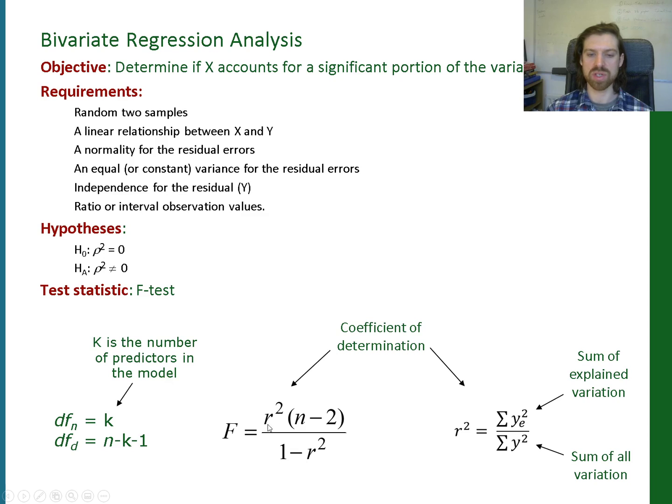So we can take the coefficient of determination, which we haven't covered yet, but which we will cover. We covered the correlation coefficient previously, and it's very similar to that. Essentially, we need to take the coefficient of determination and multiply it by the number of samples minus 2, and that's the numerator. Then we need to get the denominator, which is 1 minus the coefficient of determination. We can get the coefficient of determination over here. If we sum up all of the explained variation in y, and we divide it by the sum of all variation, then we're able to get the coefficient of determination.